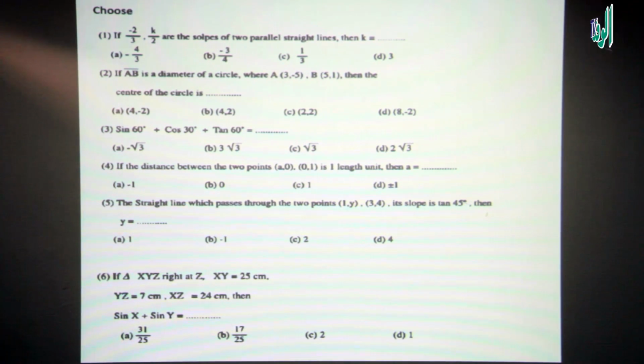Number 3. Sine 60 plus cosine 30 plus tan 60 equals: the first choice is negative root 3, then 3 root 3, then root 3, then 2 root 3.